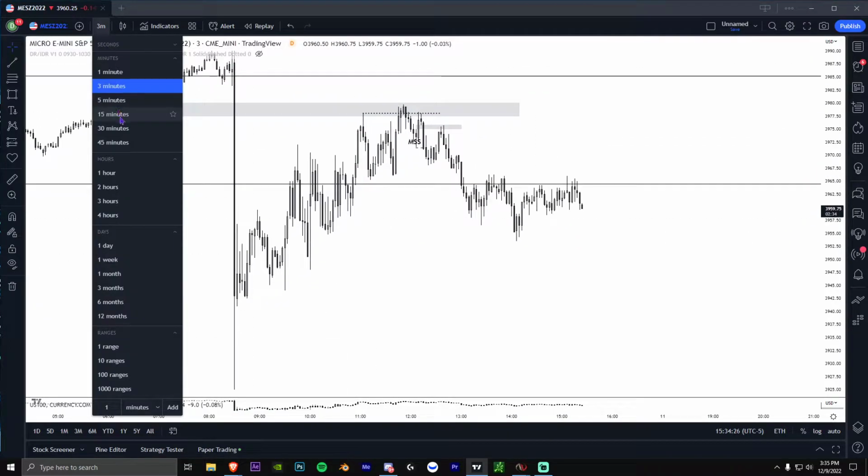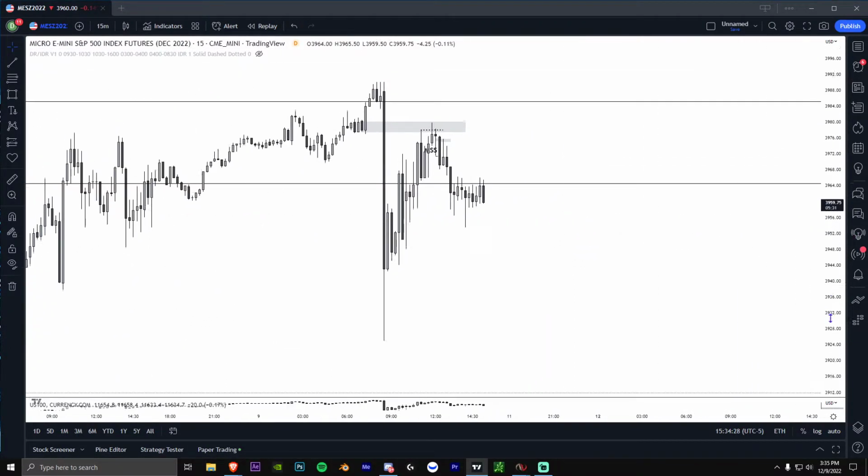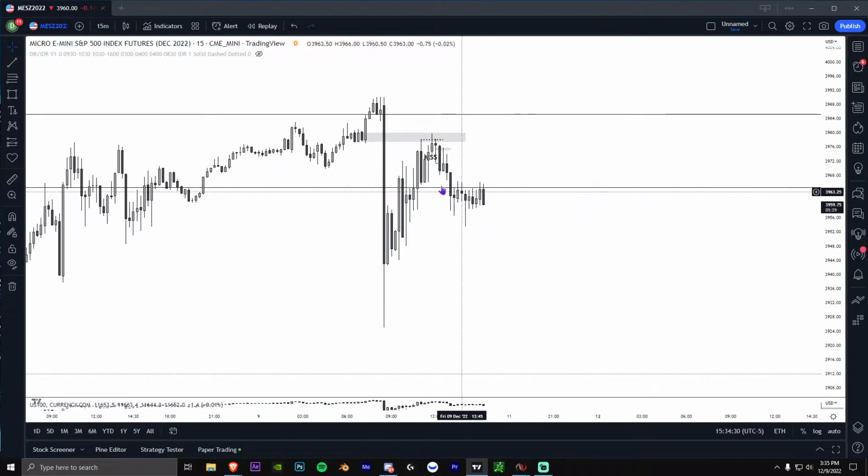So if we look at the 15 minute, there might be people still in there. This would definitely be a good spot to take profit. We're up about 10 points since the short. 10 to 15 points is usually a good first take profit.